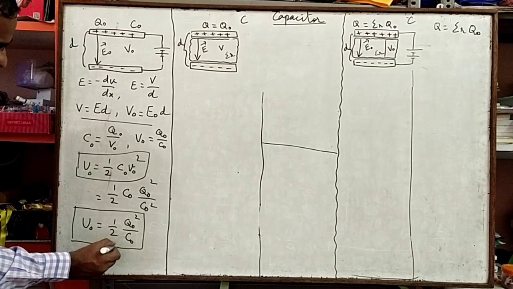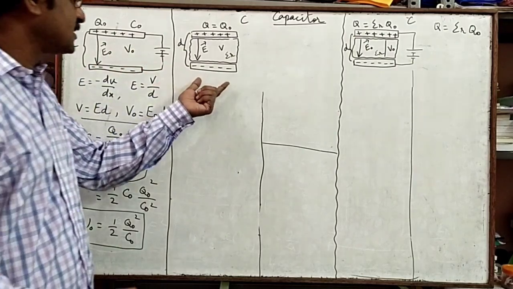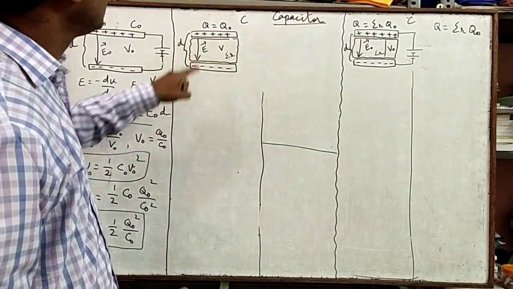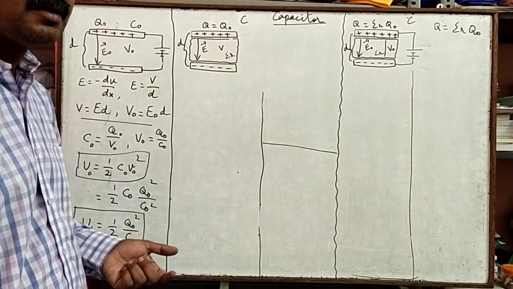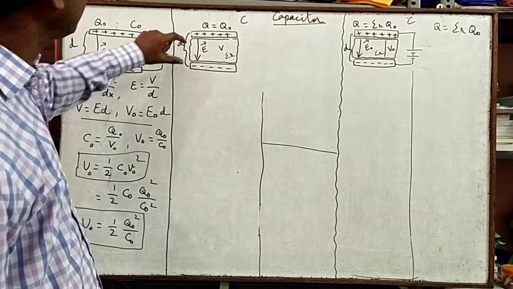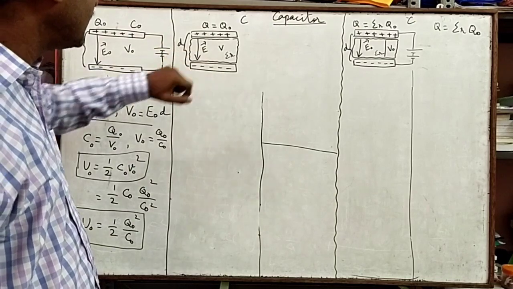Substituting this value, we are getting this. This is energy stored in the capacitor without dielectric. Now let us discuss this case where a dielectric is introduced. Dielectric is an insulator. It could be like wood or mica or plastic. Dielectric is introduced here. When dielectric is introduced, naturally the electric field will decrease here.